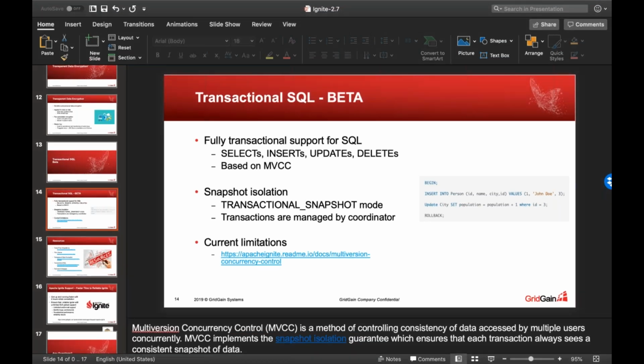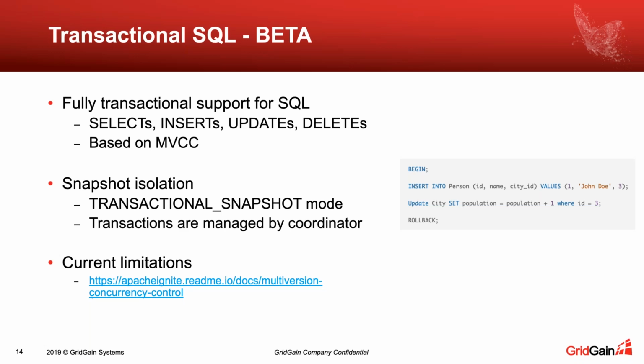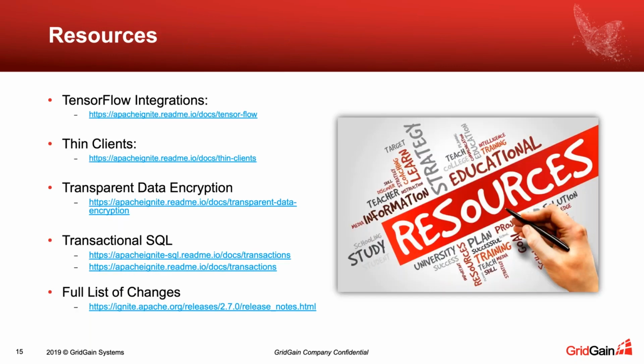Okay, and before we jump to the questions section, let me share a slide with some of the useful resources with you so that you can go ahead and find more details about discussed features. Everything is explained in the Apache Ignite README documentation. So TensorFlow, thin clients, transparent data encryption, or transactional SQL. Also, we didn't touch a lot of other improvements today. So if you're curious about what else was released in Ignite 2.7, just go and check our release notes. Pretty simple.